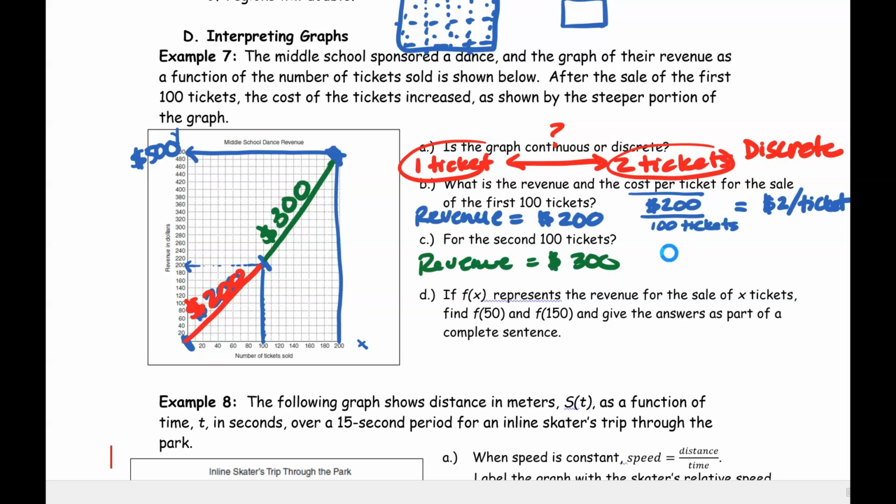So for the second 100 tickets, our revenue is $300. And just like before, if we want the price per ticket, we can take the ticket cost divided by the tickets. 300 divided by 100 is $3 per ticket for tickets 100 to 200. And then if f of x represents the revenue for the sale of x tickets, find f of 50 and f of 150 and give the answers as part of complete sentences.